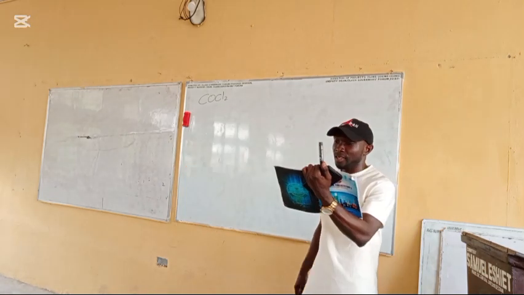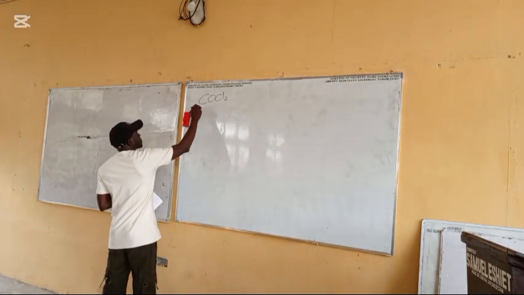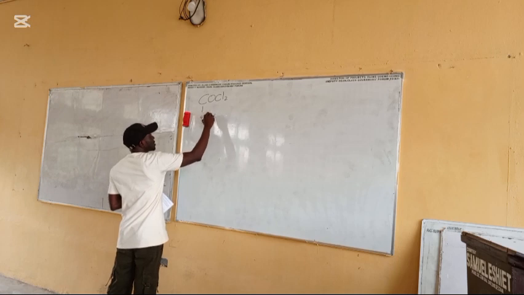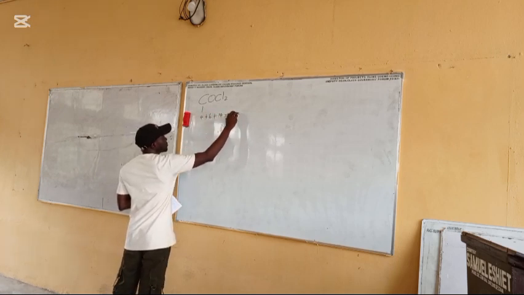Step 1. Total number of valence electrons in COCl2 to be how many? C is how many? 4, right? O is how many? 6. Cl is how many? 14. Everything is equal to 24.